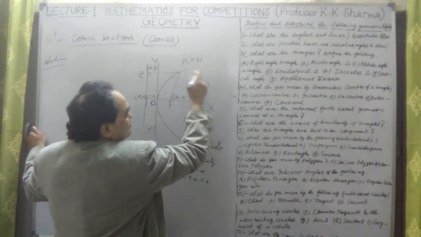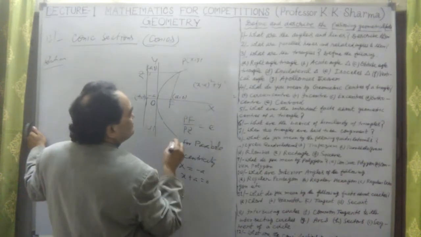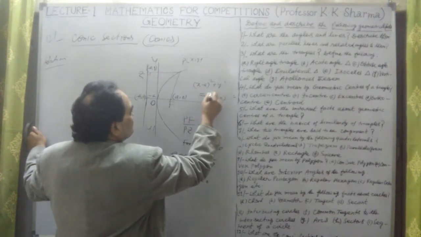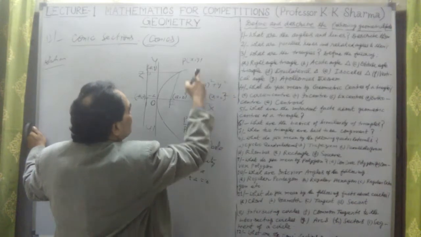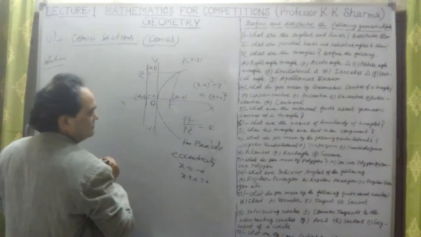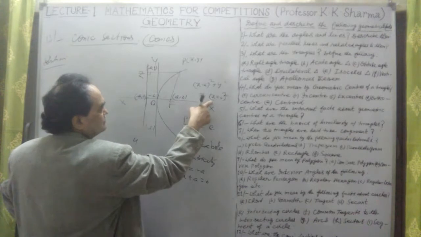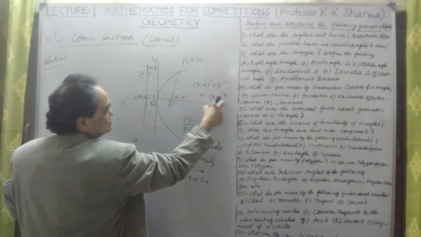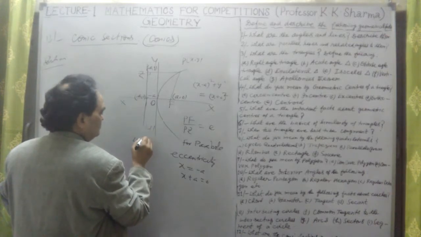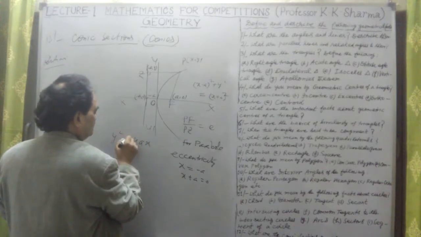distance between these 2 points is x minus a whole square plus y square, because y minus 0 whole square, is equal to x plus a whole square, and y minus y is 0. So if we solve it, we will get y square equal to 4ax. Because x square is cancelled out, this is twice ax, this is twice ax. We will obtain here y square equal to 4ax.